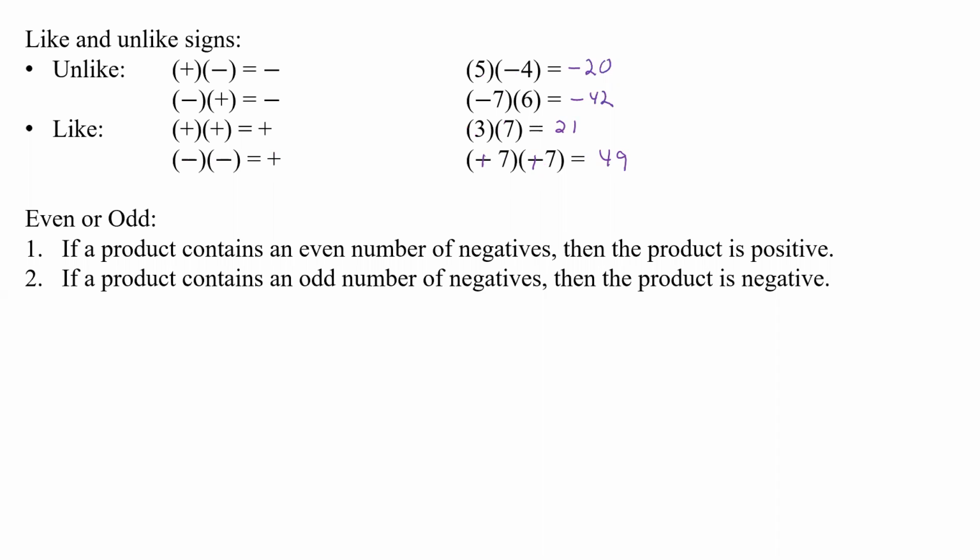What about even and odd? So if a product contains an even number of negatives, then the product is positive. And if the product contains an odd number of negatives, then the product is negative. So if we took, say, negative 1 times a negative 1 times a negative 1 times a negative 1, there's 1, 2, 3, 4.